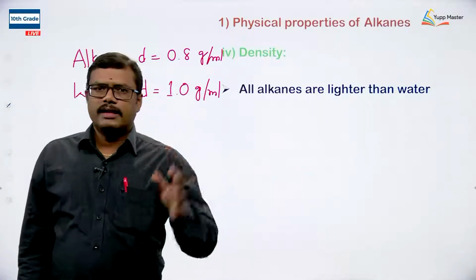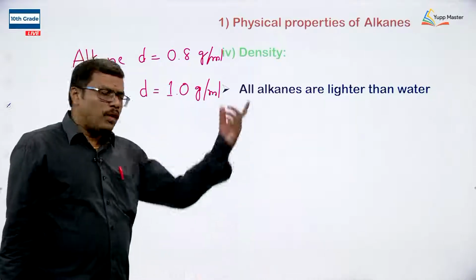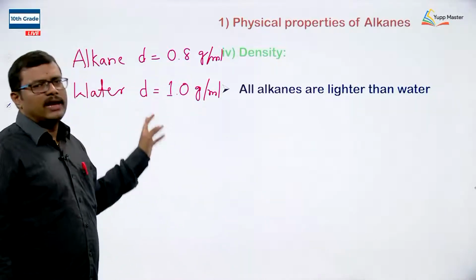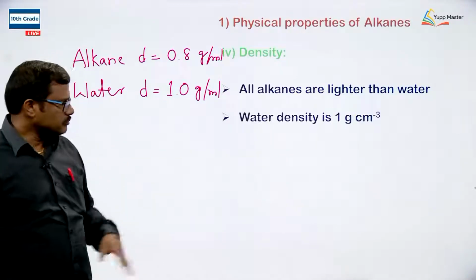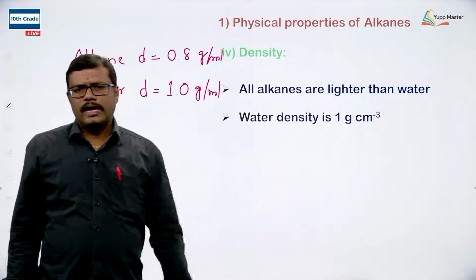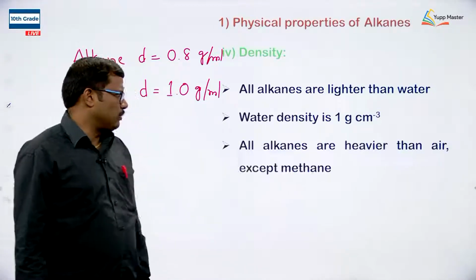Alkanes are lighter than water. The density of alkanes is lower than water. Water is more dense compared with the alkanes. That is the information we can expect. Water density is 1 gram per ml or 1 gram per centimeter cube.